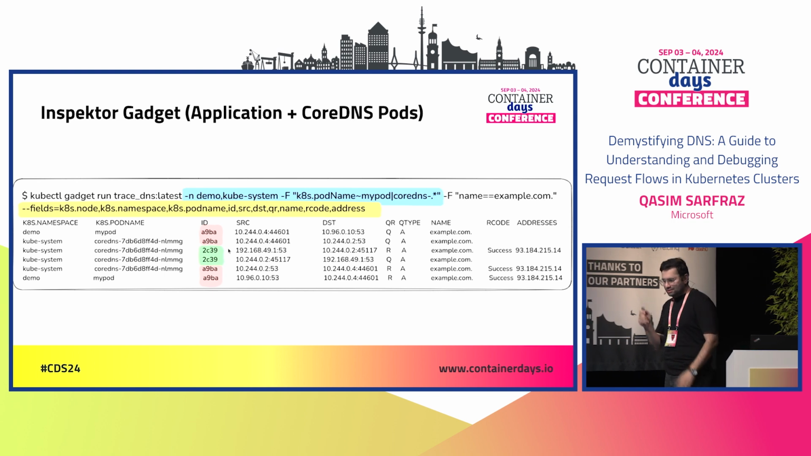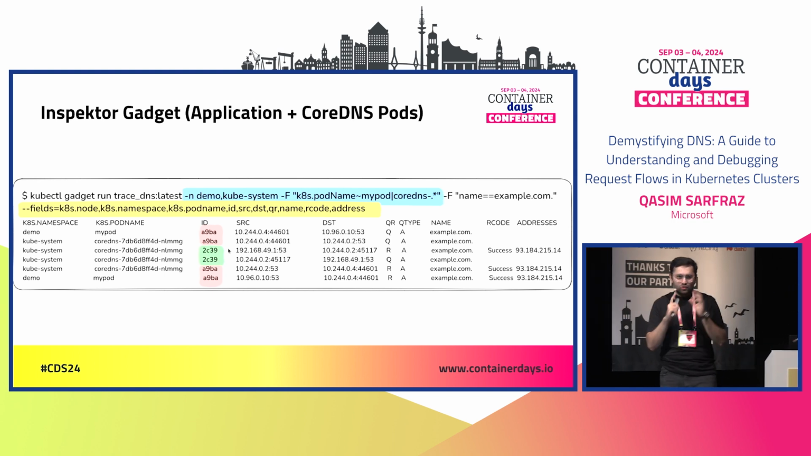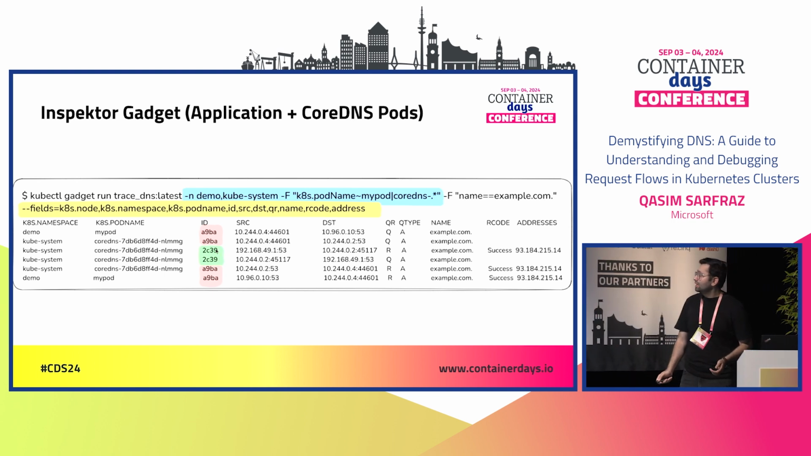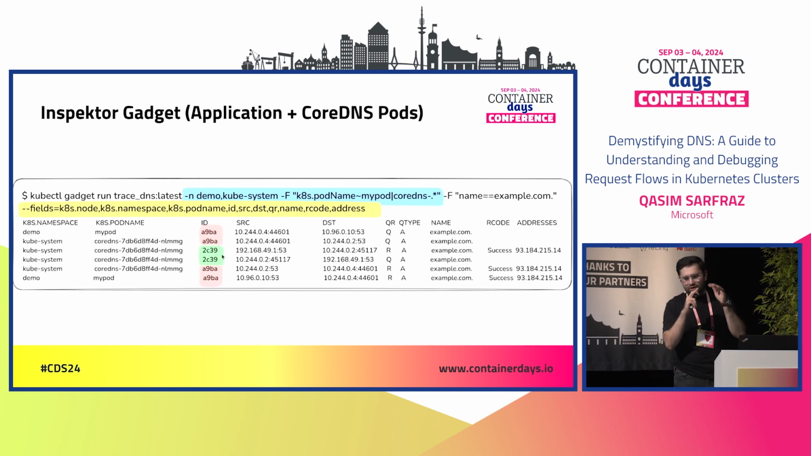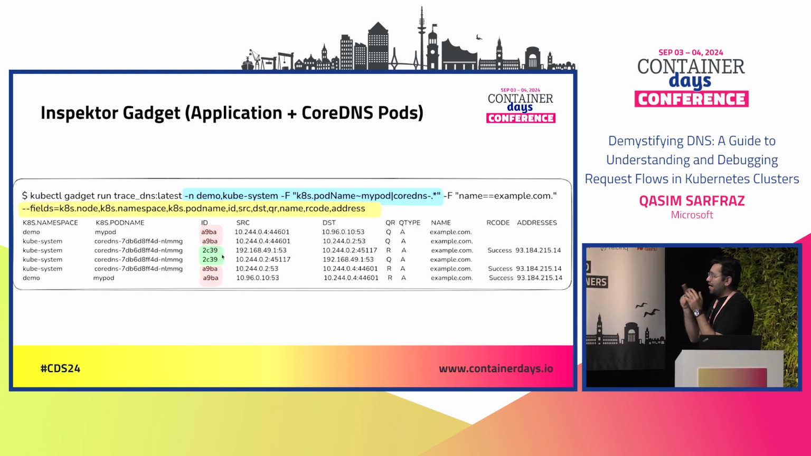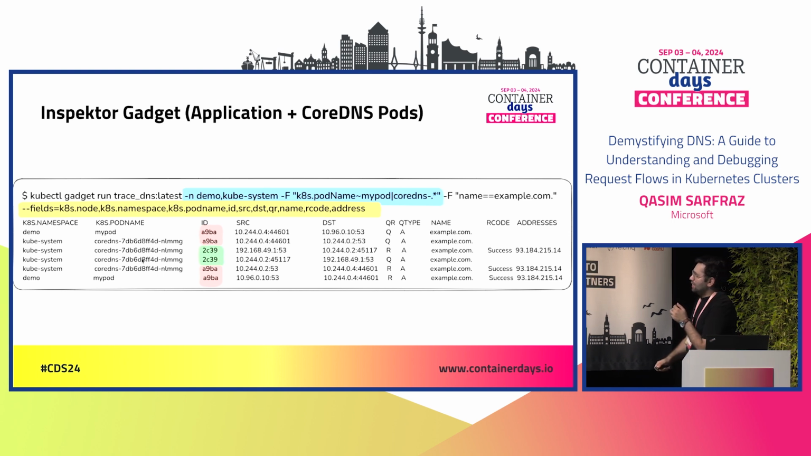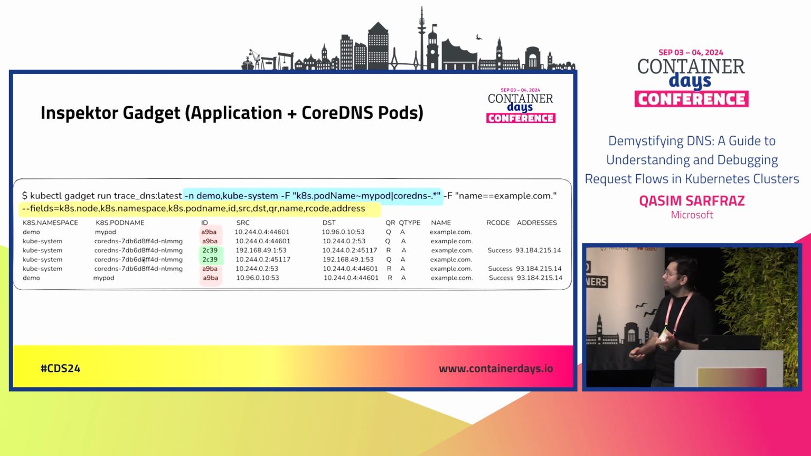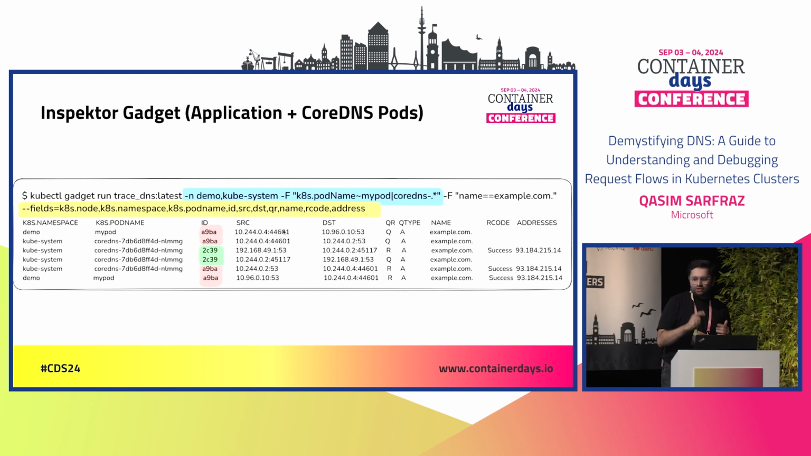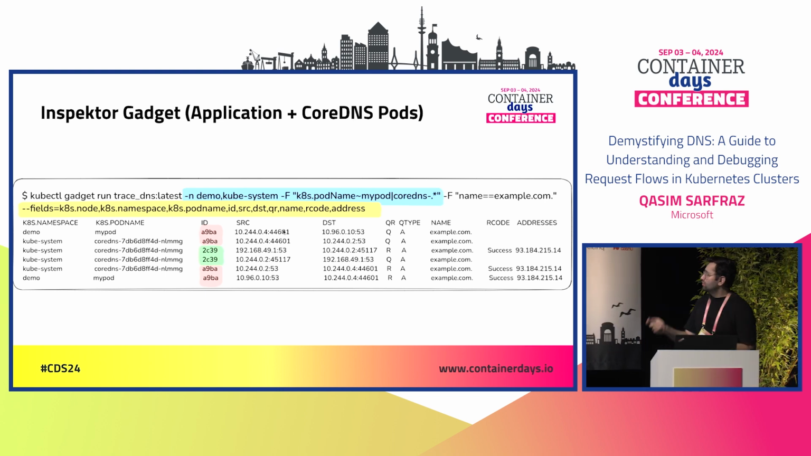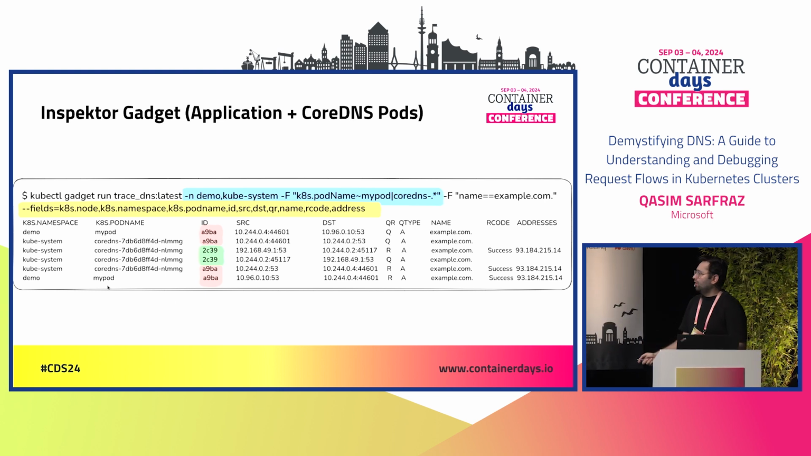Here you again see, just like for Hubble, we have two different DNS requests, one with this ID and one with this ID. The first two lines are actually the request leaving the mypod and arriving at the CoreDNS pod here. The next two lines are the new request generated by the CoreDNS pod towards the upstream DNS server, and then the response back. And eventually, the last two lines are this response actually getting back to the mypod.